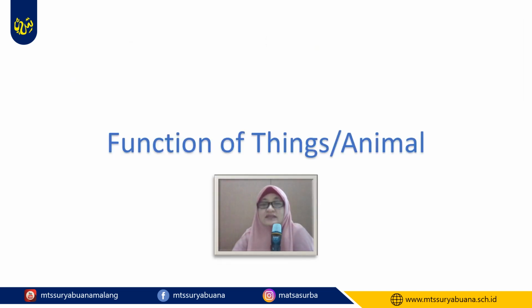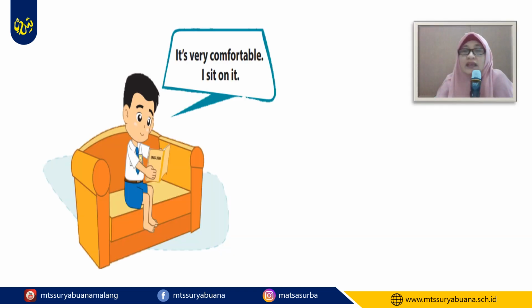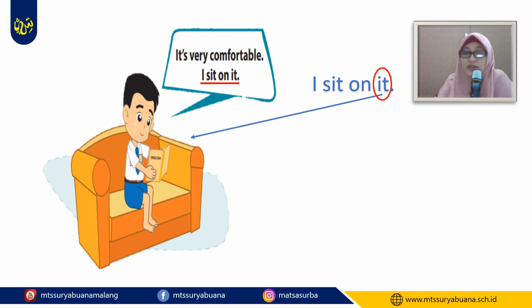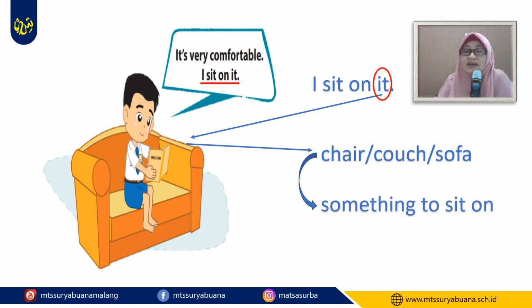Function of things or animals. "It's very comfortable. I sit on it." From this monologue, we can look at this sentence: I sit on it. It here refers to this sofa, or we can say chair or couch or sofa. So chair, couch or sofa is something to sit on.